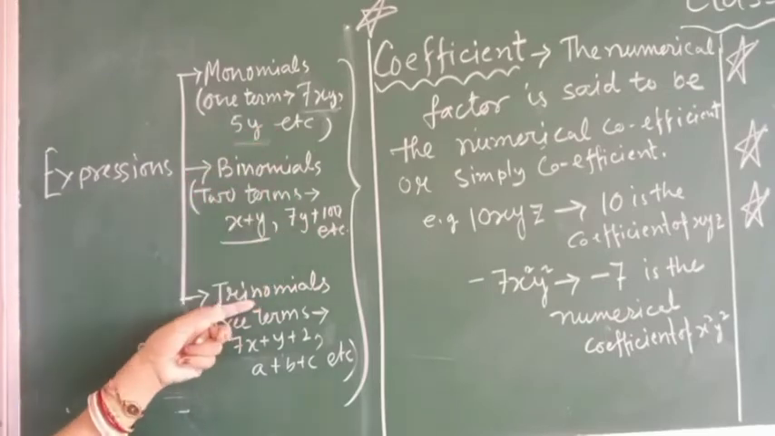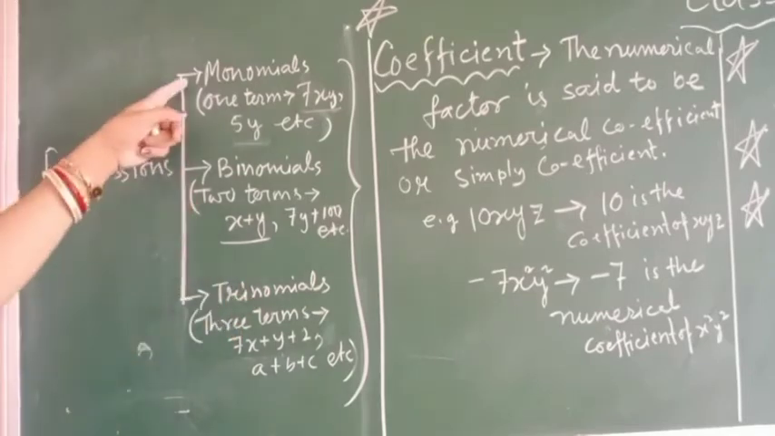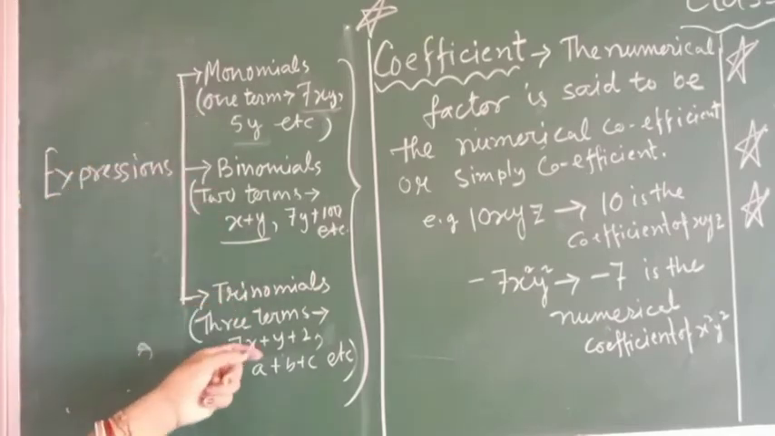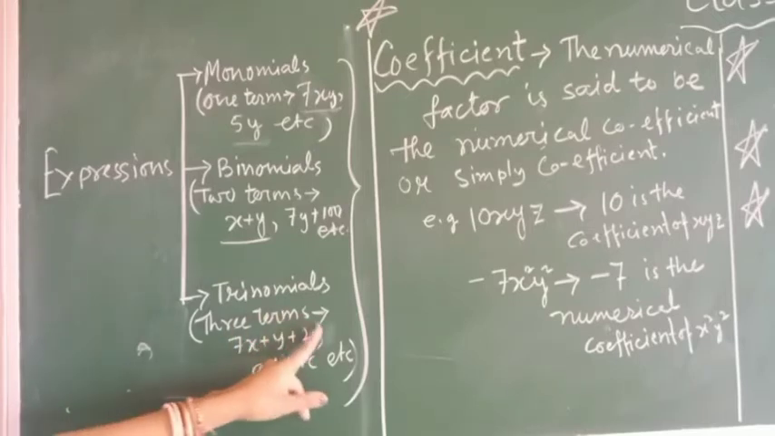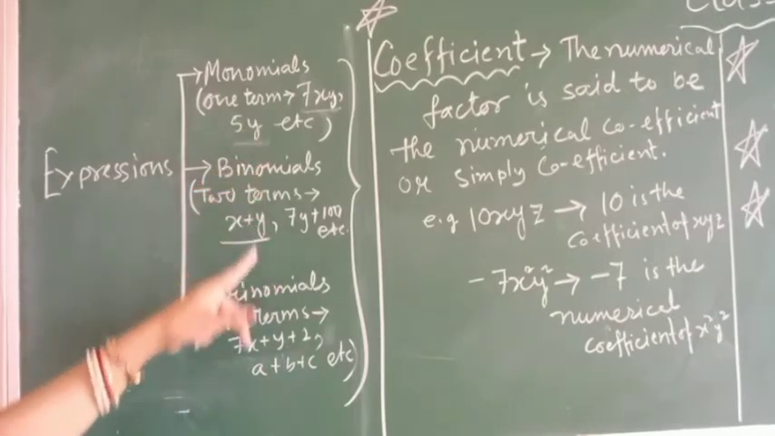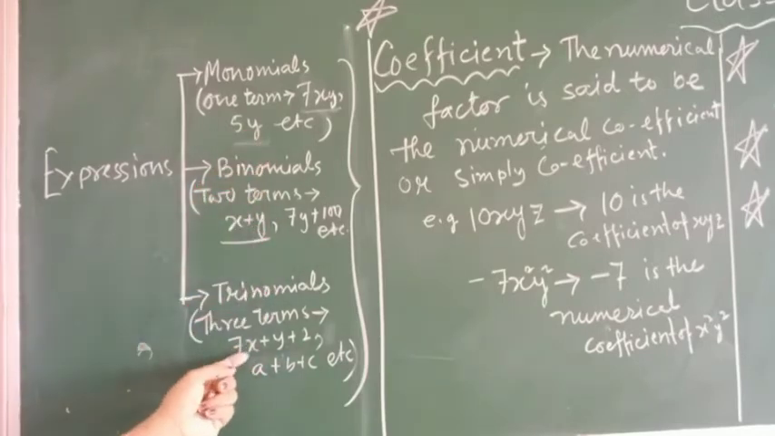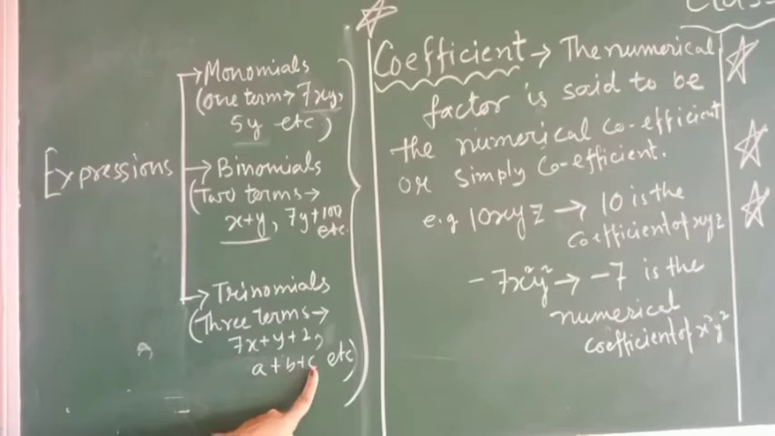By the name of this, trinomial. So mono, bi, tri. Tri means three terms. Say I am taking one example, 7x plus y plus 2. Here mathematical operation plus is there. Numerical coefficient is there, 7. The variables are x, y, and the constant is 2. So all the things we are using here, and the number of terms you can see 1, 2 and 3. So it is a trinomial. Another example, a plus b plus c, it is also a trinomial.